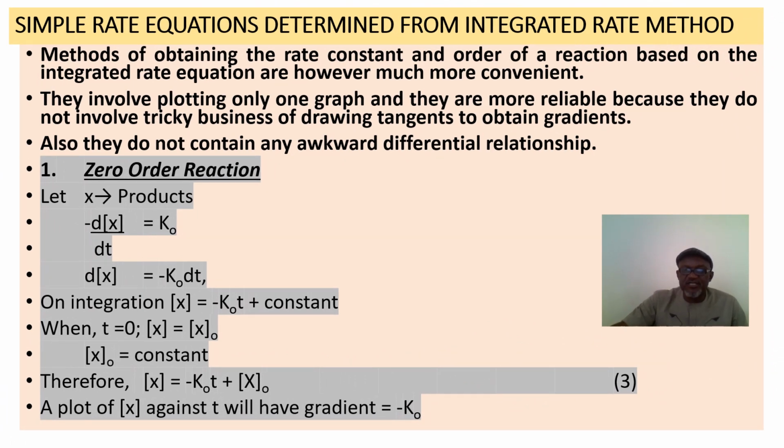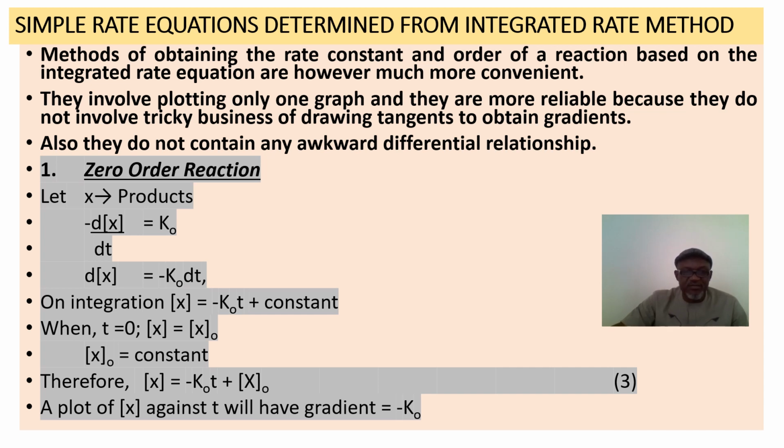Simple rate equations determined from integrated rate methods. For the integrated rate method, we just integrate our equations for zero order, first order, and second order reactions, and then we obtain straight line equations. So when we test any data against those straight line equations, it becomes easy. Once it gives us a straight line, then we know that the reaction is following that particular order of reaction.